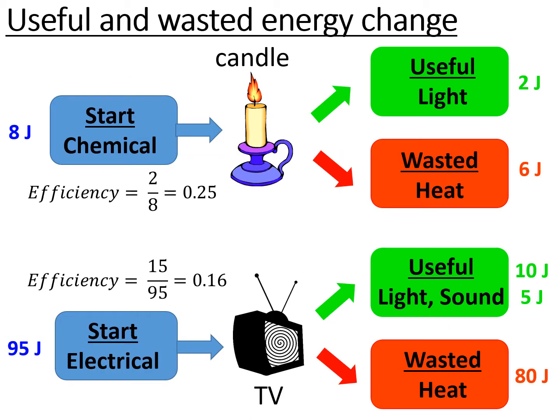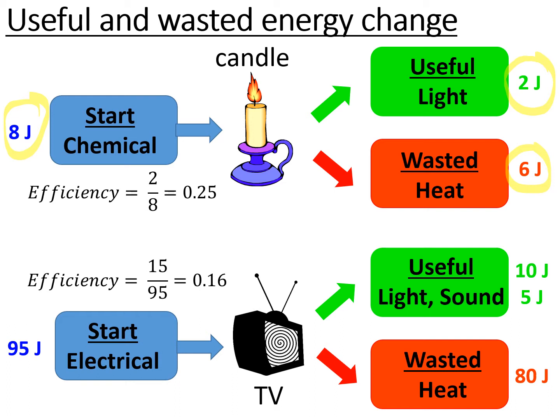So here are some examples. We start with the candle. Now the total energy input is 8 joules. The useful light output is 2. The wasted heat output is 6. You'll notice that wasted heat energy is always quite big. Yeah, so a candle is not very efficient.